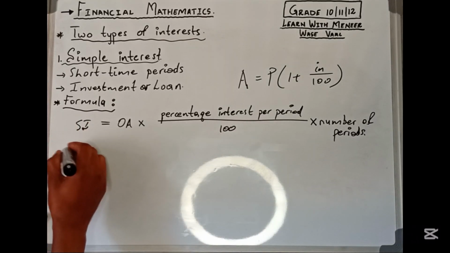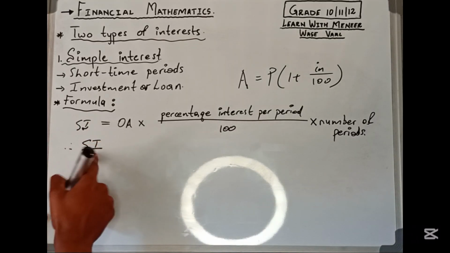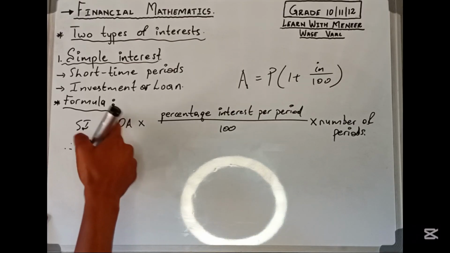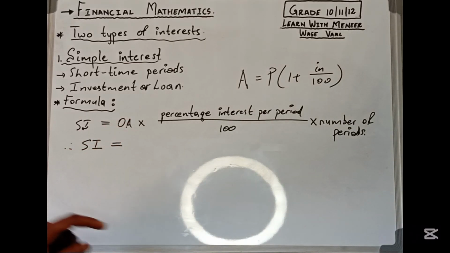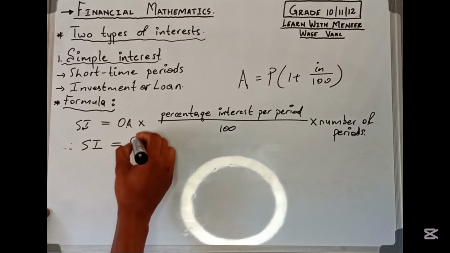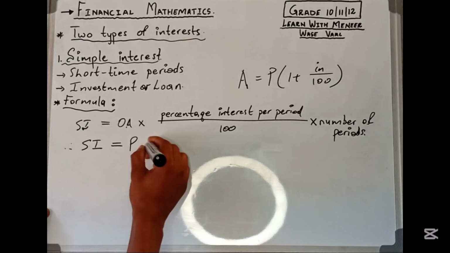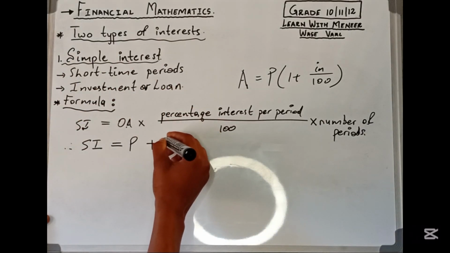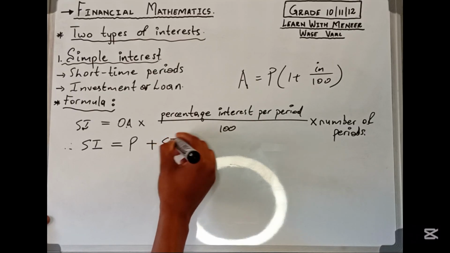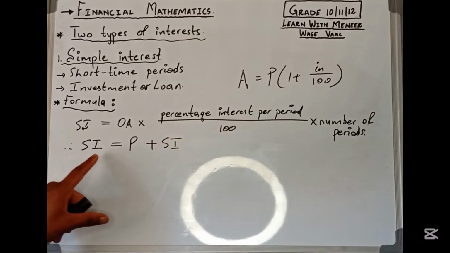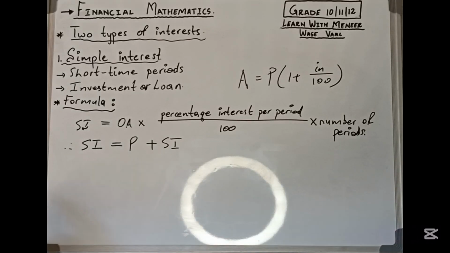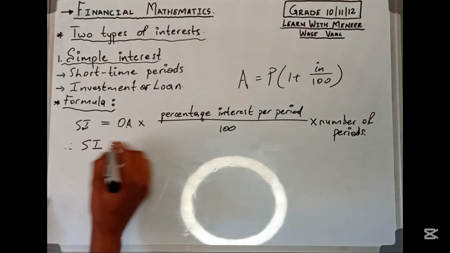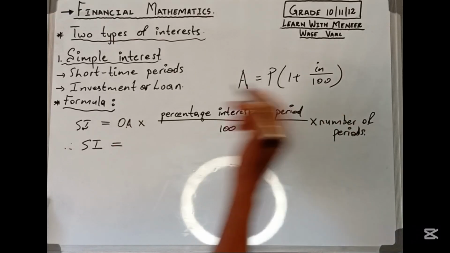That means SI for simple interest equals OA. Remember, OA is the original amount, so the original amount will be P, plus the simple interest, which will be SI. Are we fine? So basically the formula for SI, before coming here, let us just write this formula in a correct way.